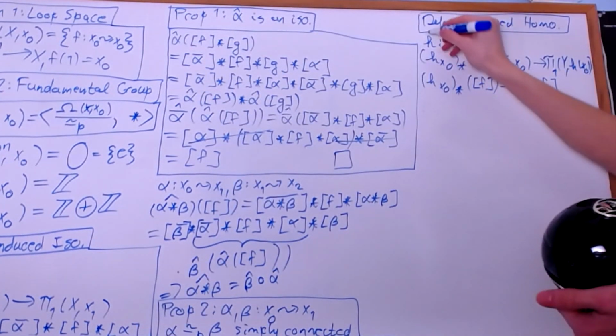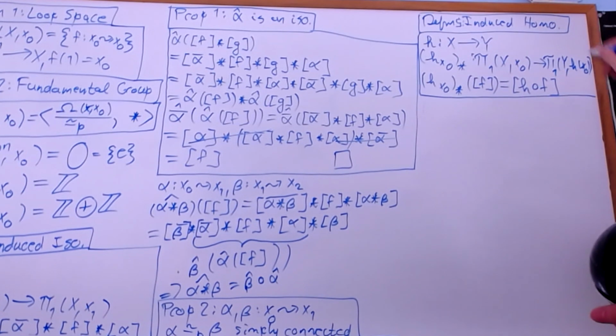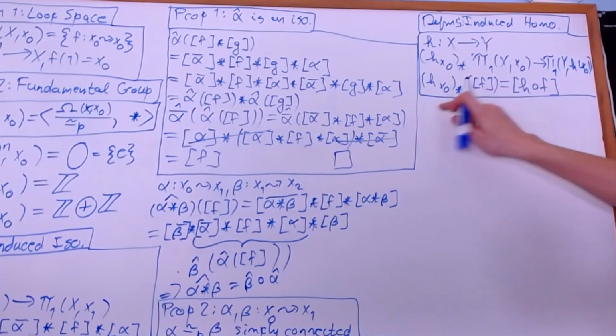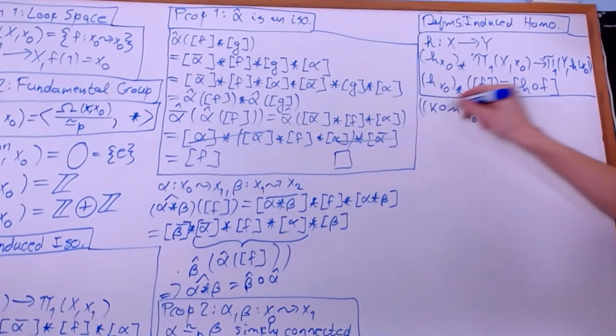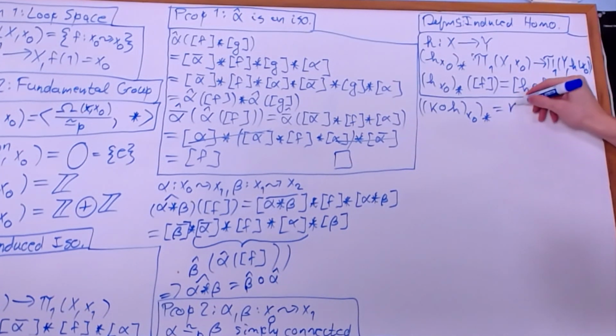I am not going to prove that this one is a homomorphism because it's super easy. It's very similar to how I did that one, and it just uses the properties that I introduced last time. But what you should realize is that if I do a composition, K composed H, at some base point x0, star, that is going to be equal to K at the base point H of x0, star, composed H at the base point x0, star.